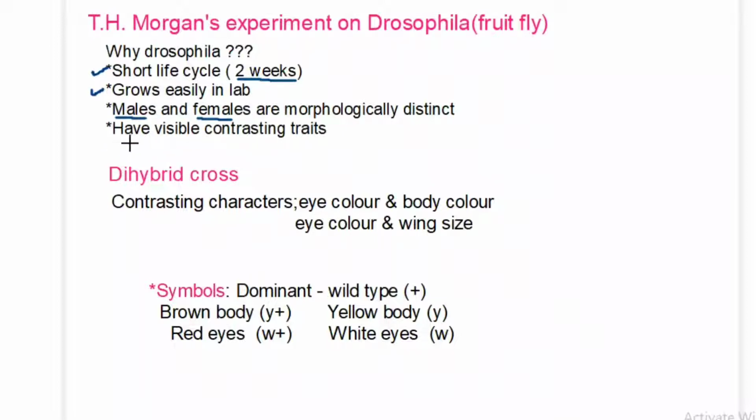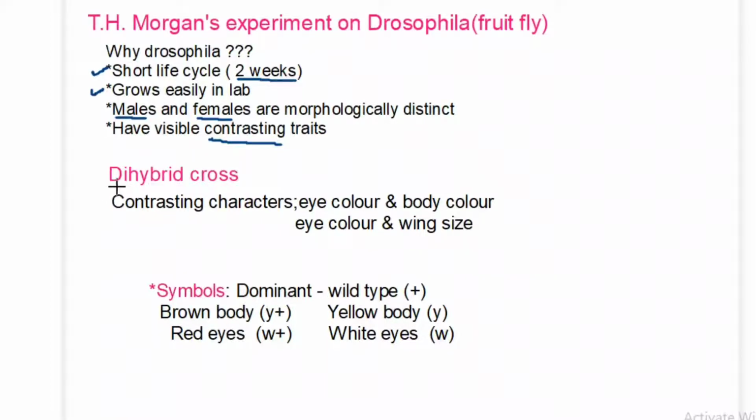Then they have visible contrasting traits. Contrasting traits means two different traits of the same character, like here it is showing brown body and yellow body. We can easily distinguish between brown color and yellow color. So that is how they have visible contrasting characters, which will make the experiment easier.